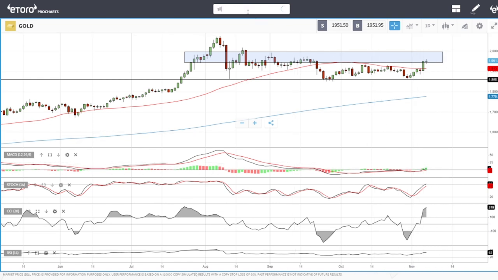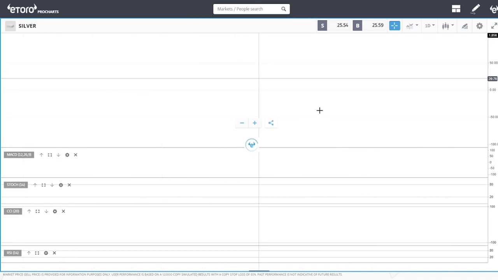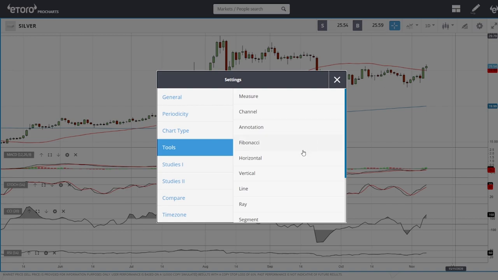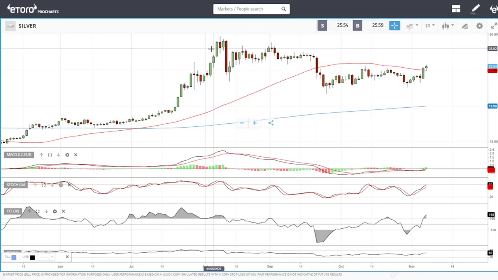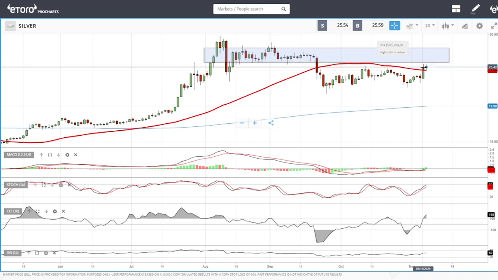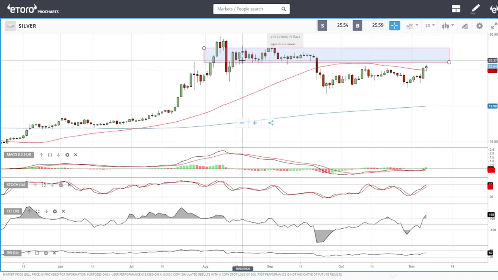So you look at silver, we can see this very similar trade. It's nearly the same thing. We had the 50 moving average acting as resistance that broke. Now we are about to enter this area here, which will also be resistance. If we break this area here, then we go to the all-time highs and even higher than that.